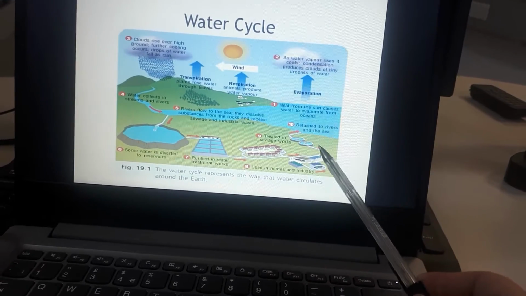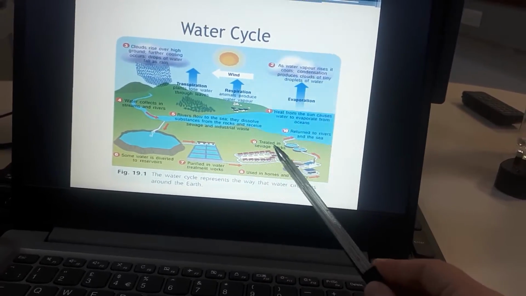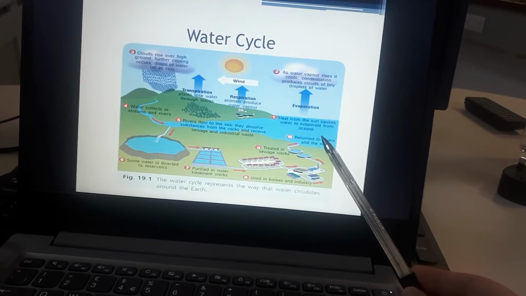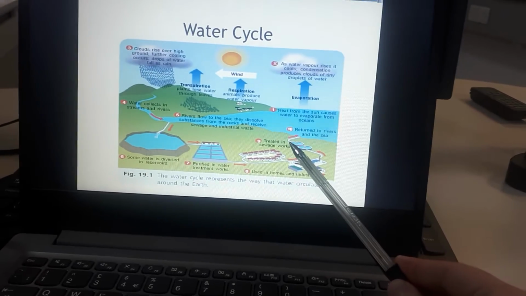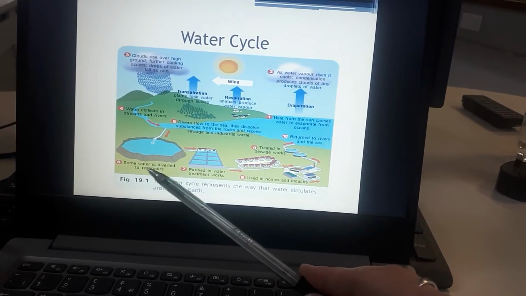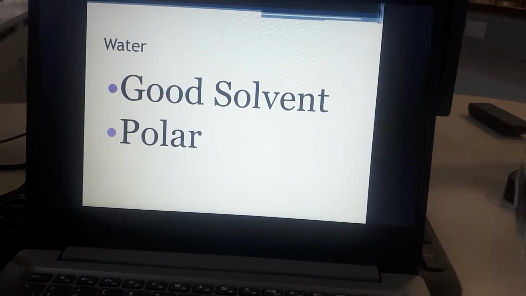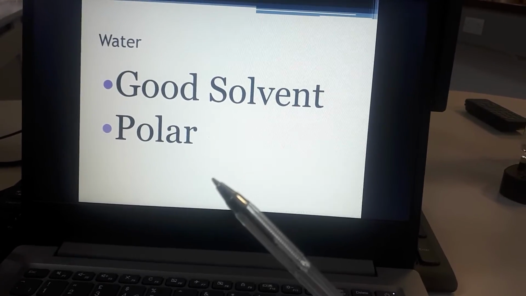And what we have then, once the water has been used, it's treated in sewage works, and then it's returned to the rivers and the seas. Again, we'll be looking at how water as well is treated here. Okay, so this is our water cycle. Just a couple of points on water. These are kind of things we know already.